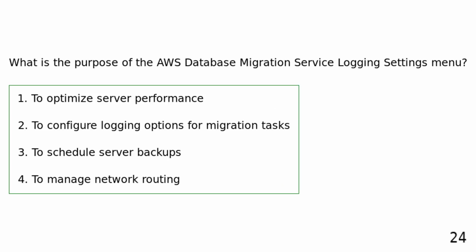What is the purpose of the AWS Database Migration Service logging settings menu? To optimize server performance. To configure logging options for migration tasks. To schedule server backups. To manage network routing.